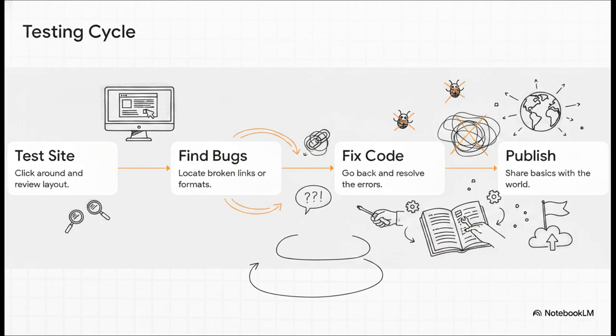First, you test the site yourself, click around, see how it looks. Second, you're inevitably going to find bugs. Maybe you spot a broken link or the text formatting looks totally weird. Third, you go back and fix the code. Once you have cycled through testing and fixing a few times, then you finally hit step 4, publishing those basics for the whole world to see.